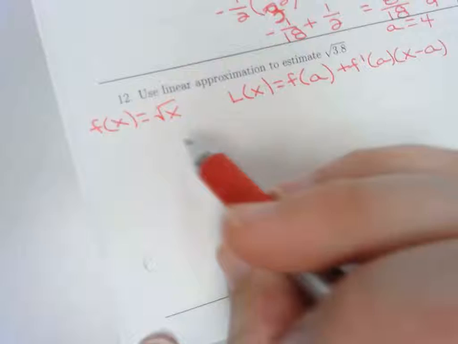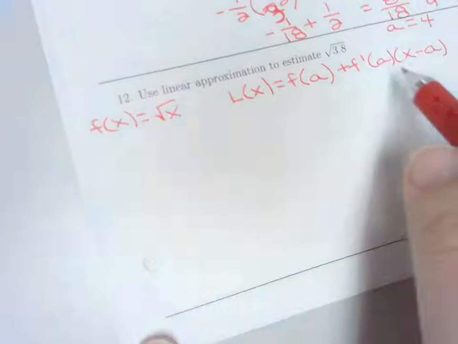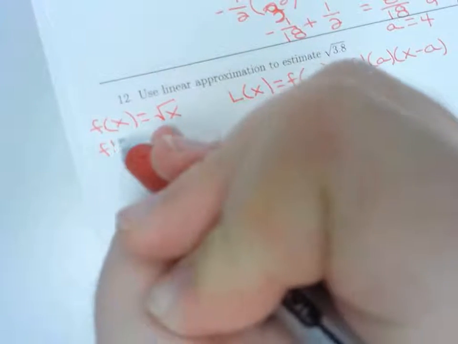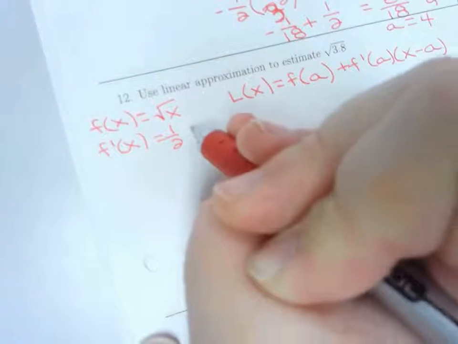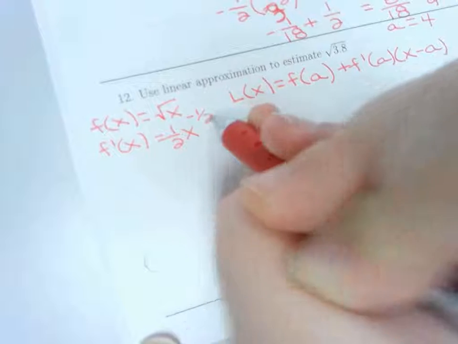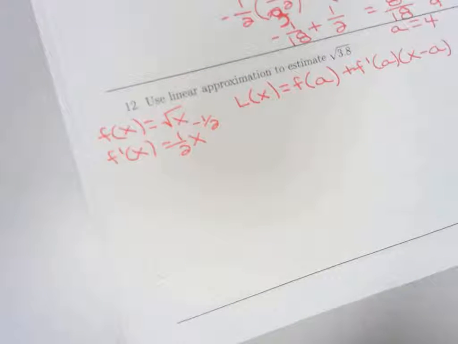And I'm going to go ahead and find f prime of x, so I can use it in the formula. So f prime would be 1/2 x to the negative 1/2 when you take the derivative.